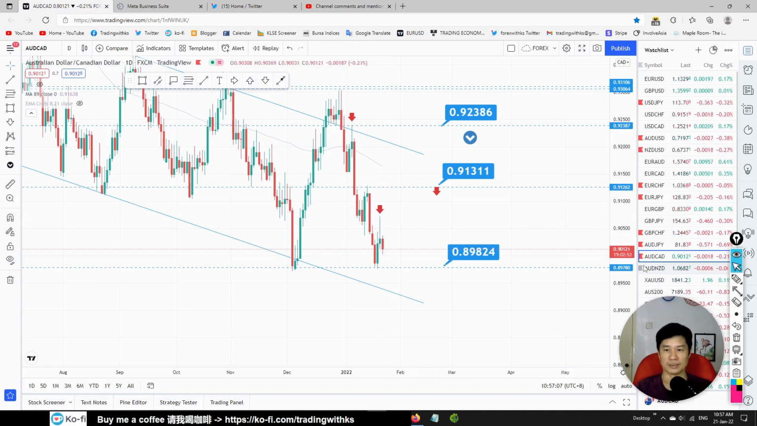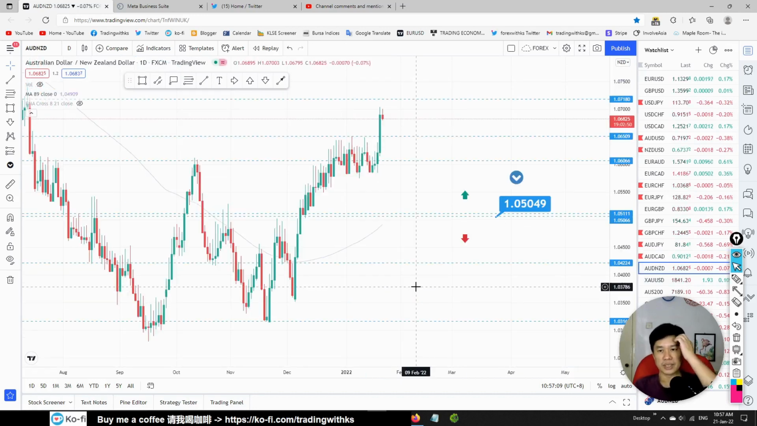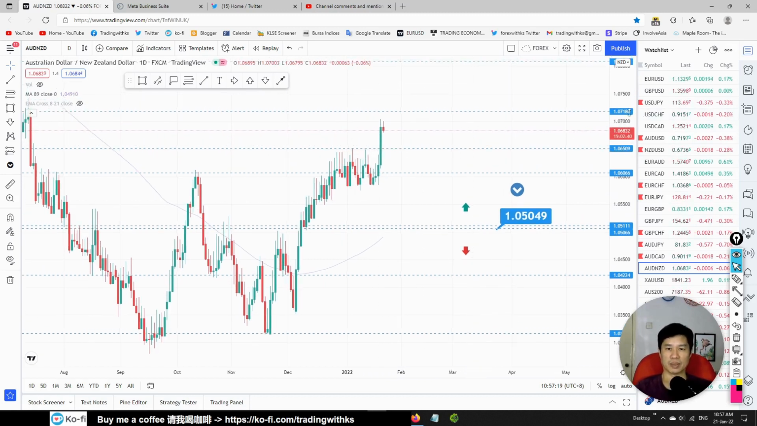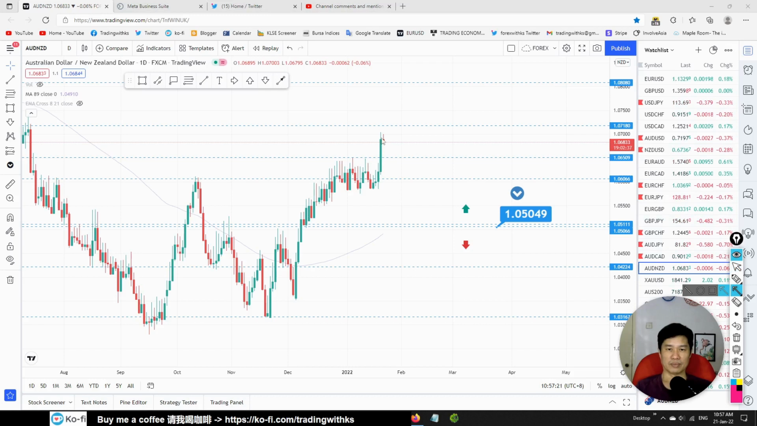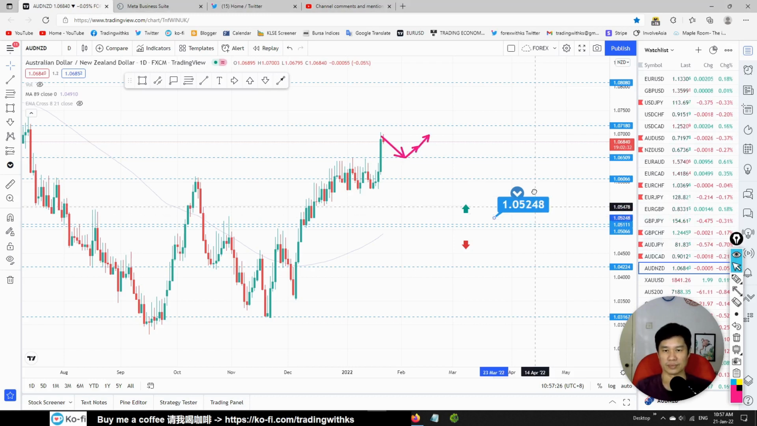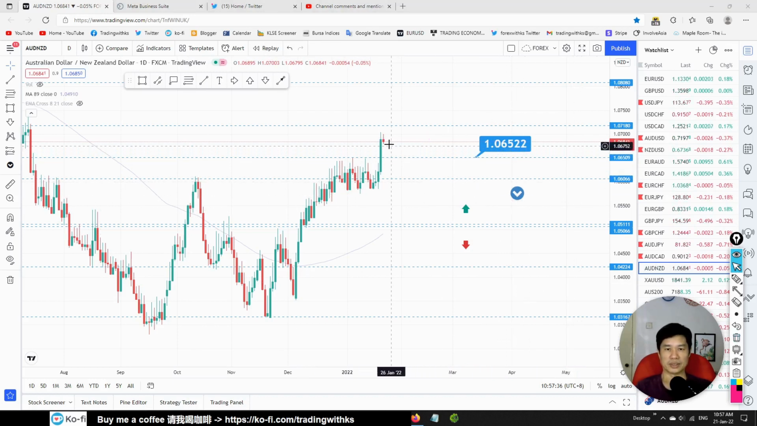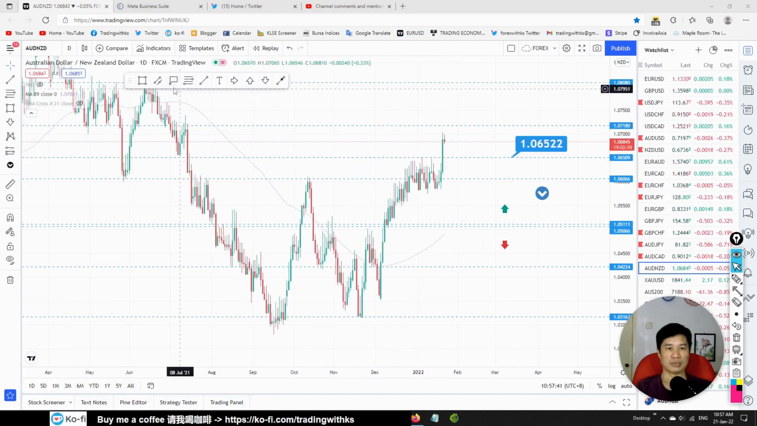On this pin bar. AUD NZD, so AUD broke up, so NZD is definitely one of the weakest, most likely the weakest pair. So AUD already broke through, so there is a possibility we can look for a buy opportunity at this area, at 1.06522. A retest, resumption, towards the next target. The next target most likely will be here.